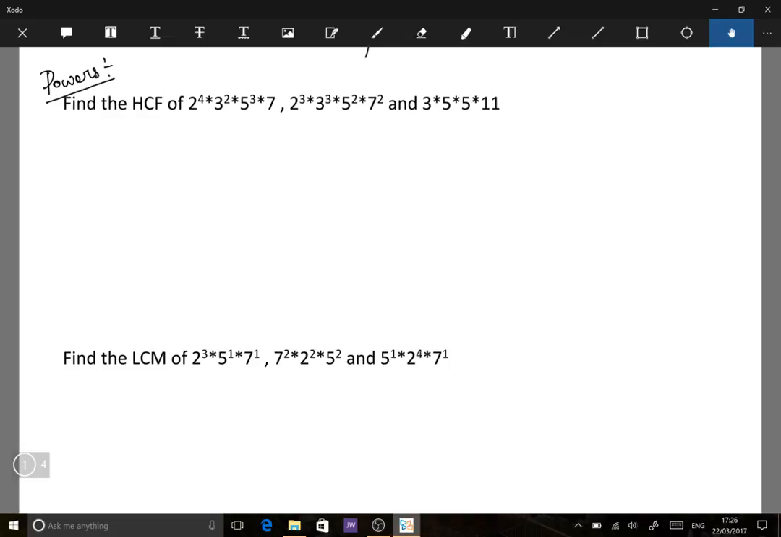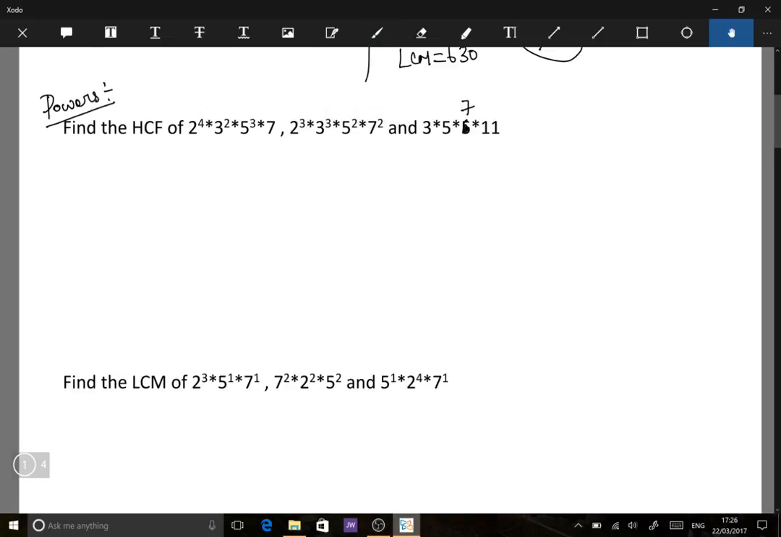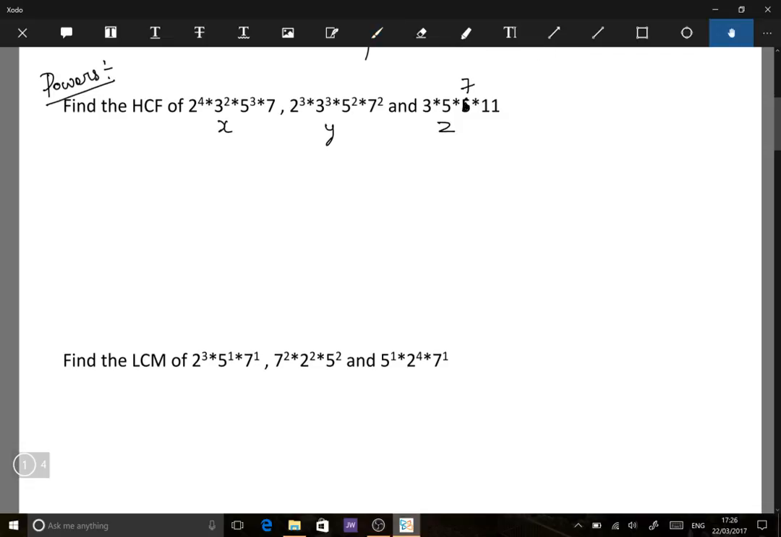Sorry, there may be a question mistake here. 5 into this one is 7. Okay, now what I'm going to do is consider this first one as x, second one as y, third one as z. Now I have to write the HCF, highest common factor, so I have to write the common factors of x, y, z.